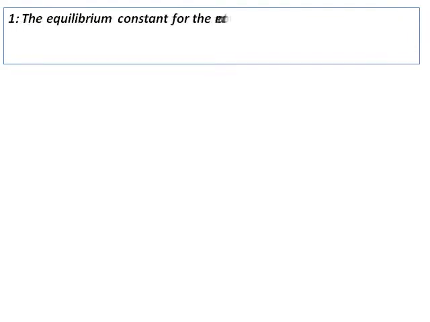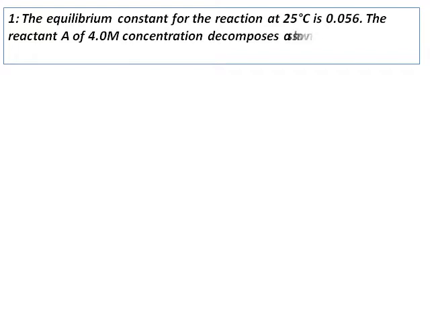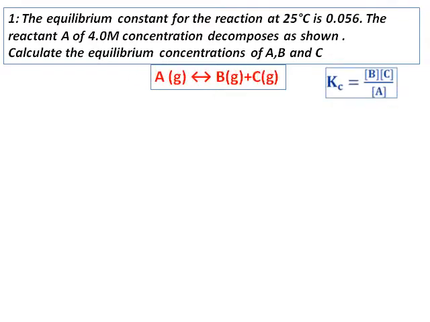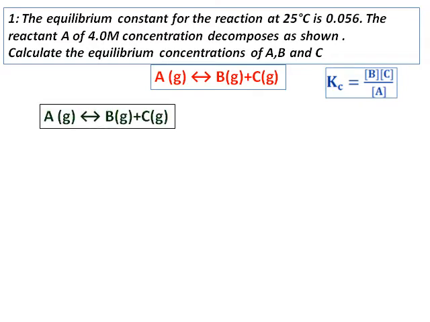The equilibrium constant for the reaction at 25 degrees Celsius is 0.056. The reaction A is of 4 molar concentration and it decomposes as shown. Calculate the equilibrium concentrations of A, B and C. The reaction given is A giving you B and C, and the equilibrium constant expression is equal to concentration of B, concentration of C divided by concentration of A. And let's just apply the ICE technique.